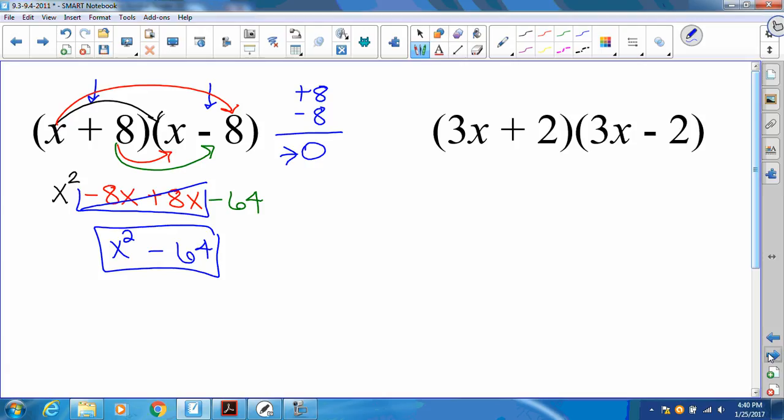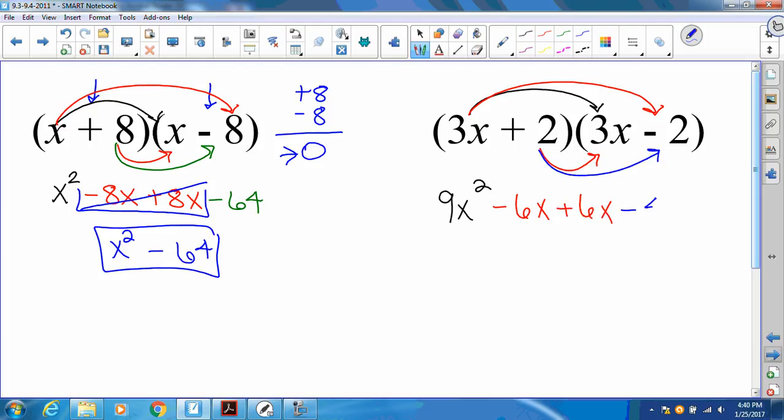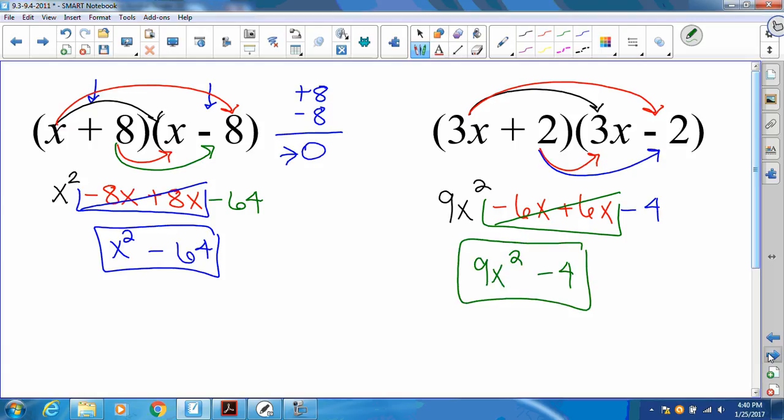So on this one, if we do it right, our middle terms should cancel out. 3x times 3x would be 9x squared. Outside, 3x times negative 2, negative 6x. Inside, 2 times 3x is positive 6x. And last, 2 times negative 2 is negative 4. Combine your middle. Negative 6x and positive 6x is 0x, so it goes away. So I just have 9x squared minus 4 as my final answer.